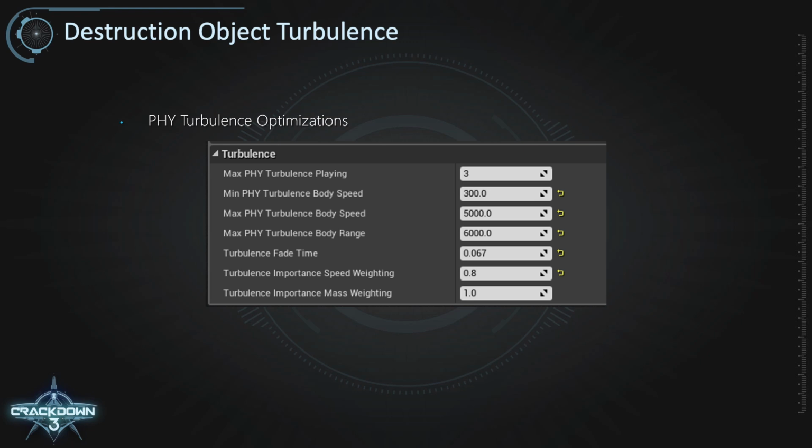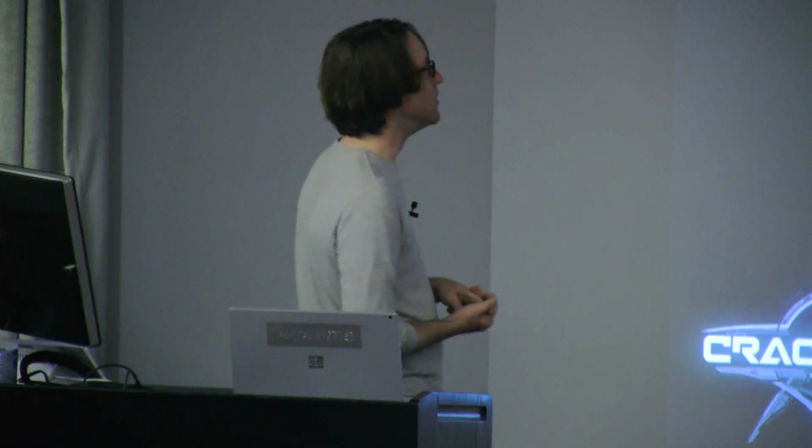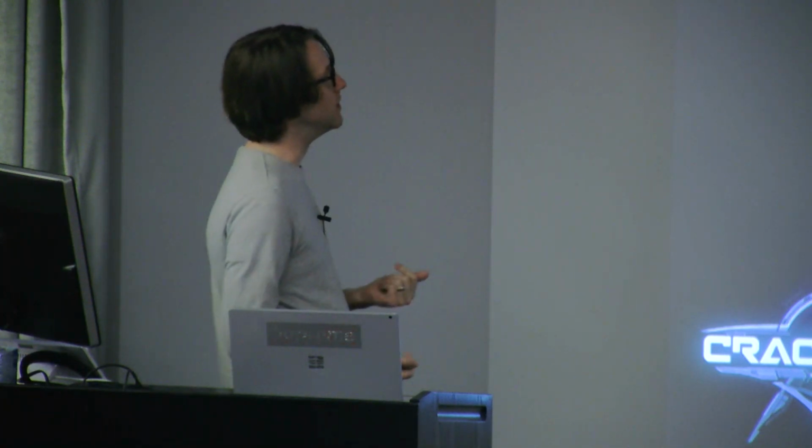So we also ignore any body outside of 60 meters. Centimeters is our unit in this game. So outside of 60 meters, we just ignore turbulence. And then also, if an object is traveling less than 3 meters per second or greater than 50 meters per second, we also ignore it. The turbulence importance value is calculated based on mass and speed. And again, we have an importance system for turbulence. It works on basically the same principle as the impact one. And if you get bumped off, then you have a turbulence fade time of 2 frames.